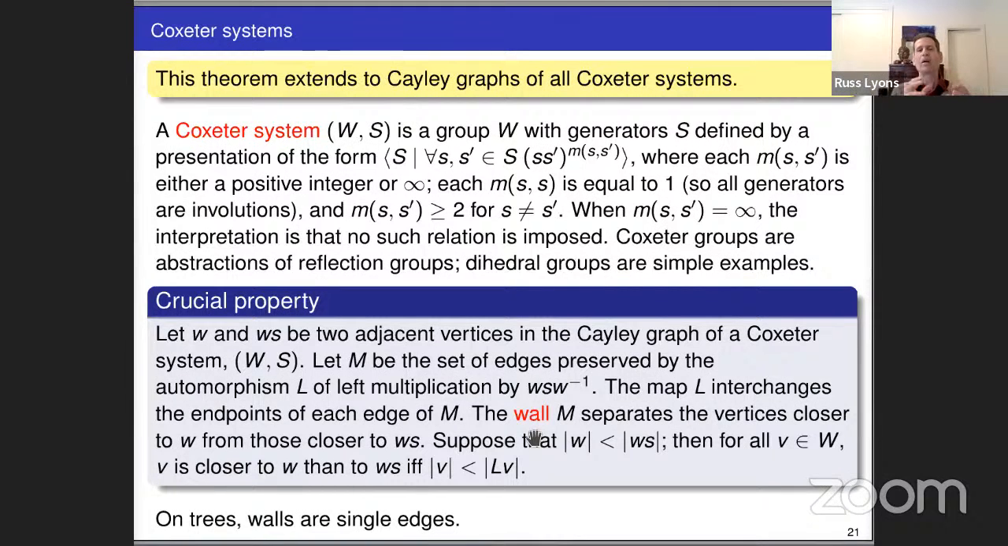Furthermore, if the identity is on this same side as W, this assumption here, then for all V, V is closer to W on that side of the wall than to WS if and only if it's also closer to the identity, then it's reflection across the wall. So on trees, walls are single edges. And in general, this map L, we say reflects in the wall. Oh, actually, let me just illustrate.